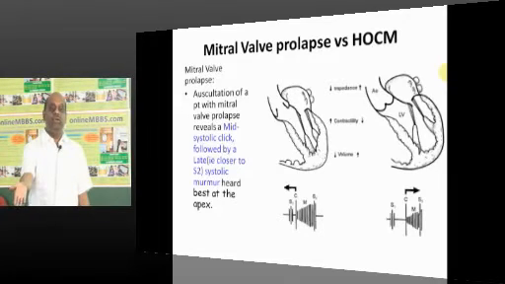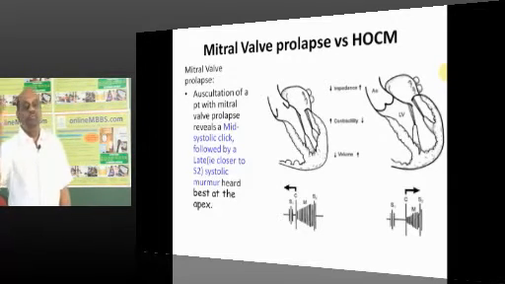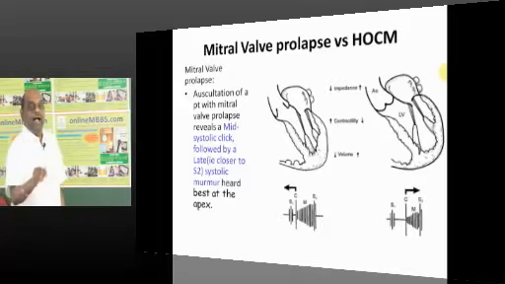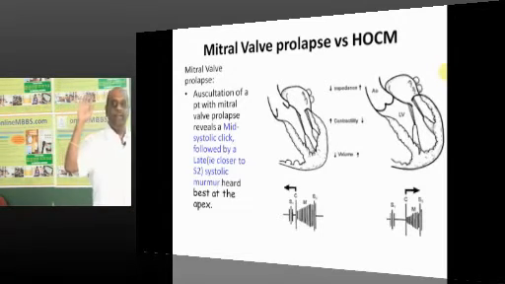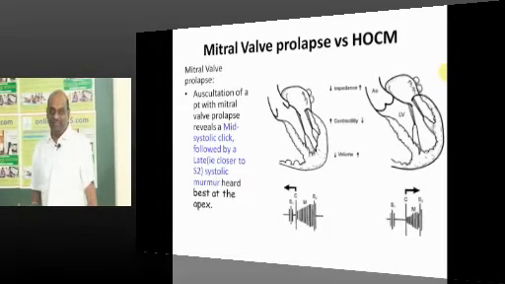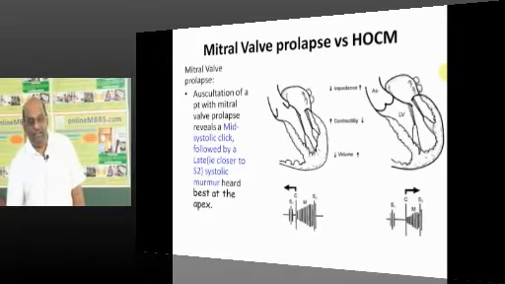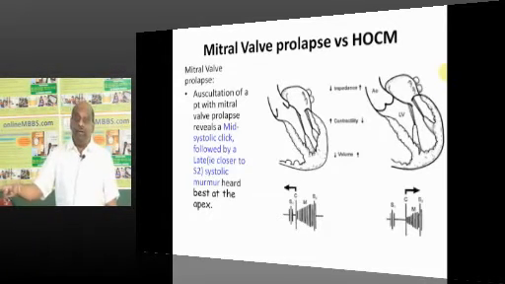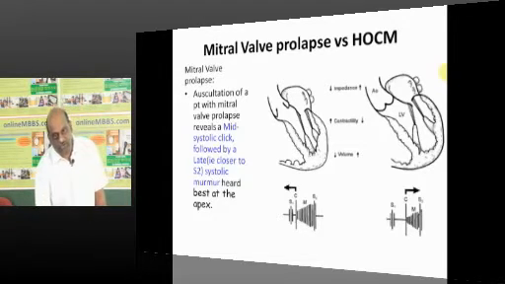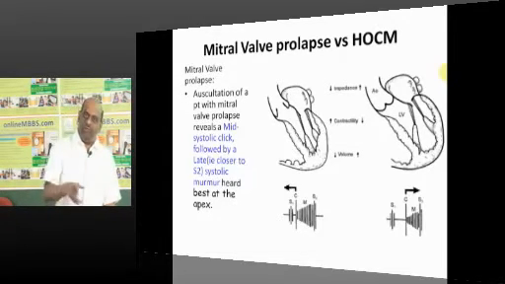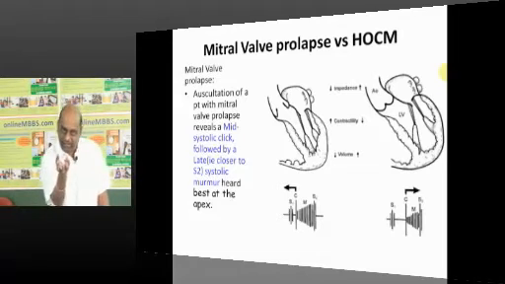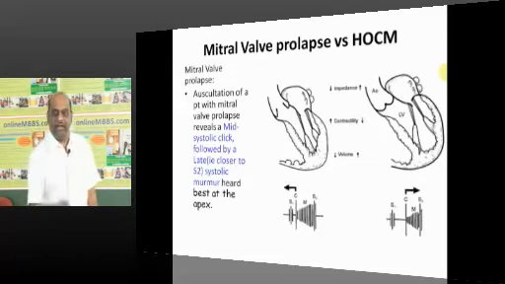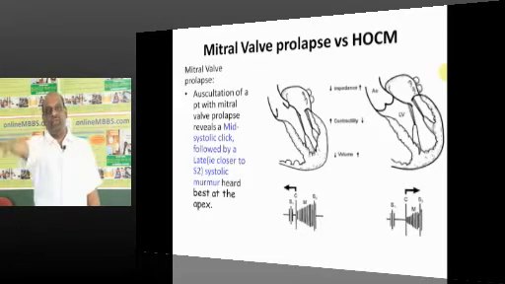If it is MVP, the systolic murmur will worsen. If it is due to HOCM, it will improve. So that is how you differentiate, by increasing afterload. But if you happen to decrease preload, both HOCM and MVP murmurs will worsen, because decreasing preload will decrease the chamber size of the left ventricle and worsen MVP and also HOCM.